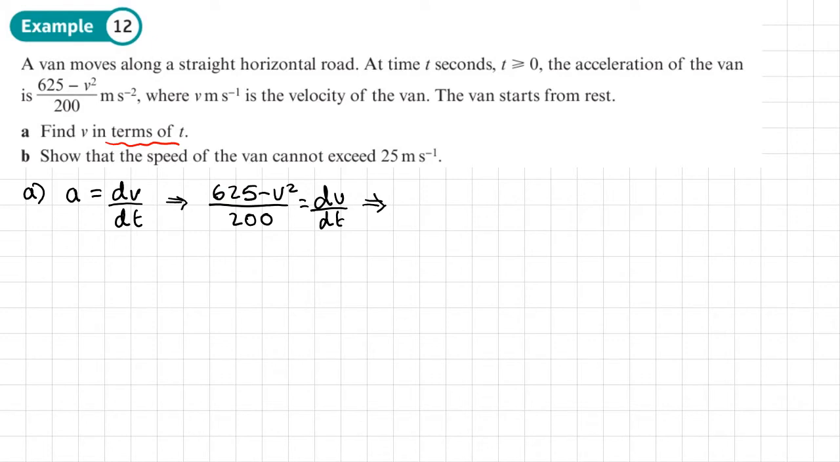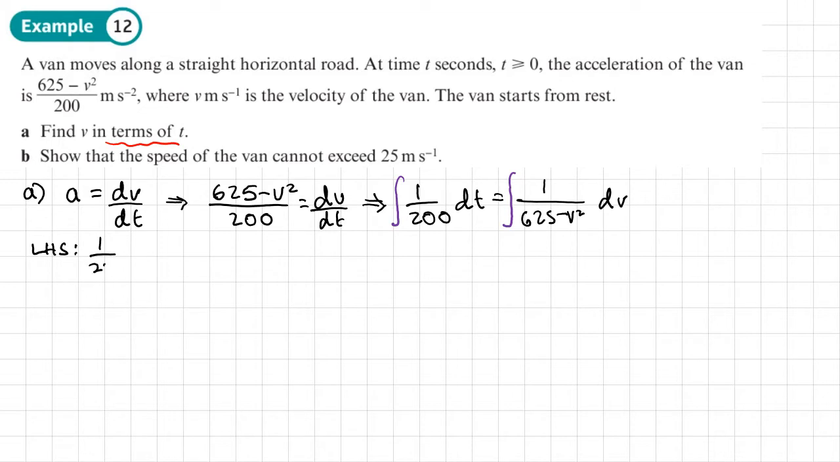So that will give me 1 over 200 dt is equal to 1 over (625 minus v squared) dv. I'm going to integrate both sides, so let's stick an integration symbol there. The left hand side is straightforward because that will just become 1 over 200 t, or t over 200.